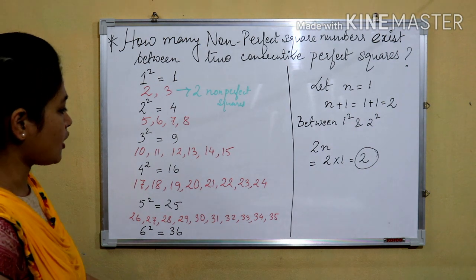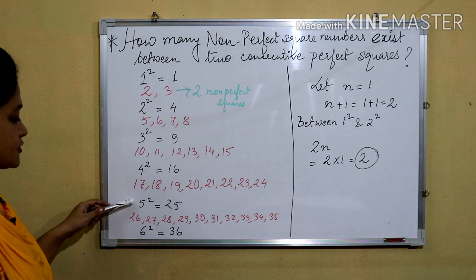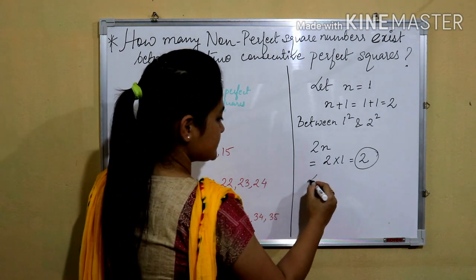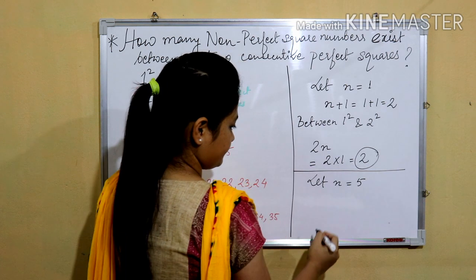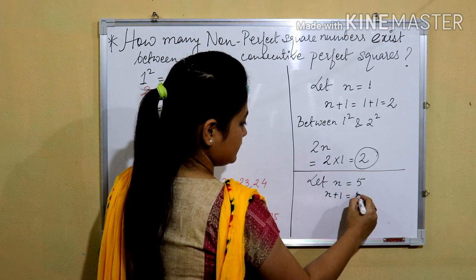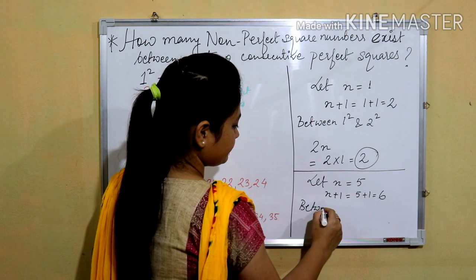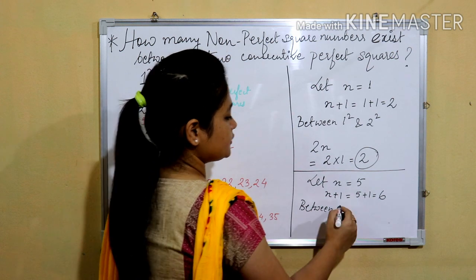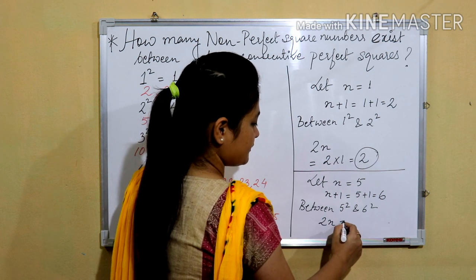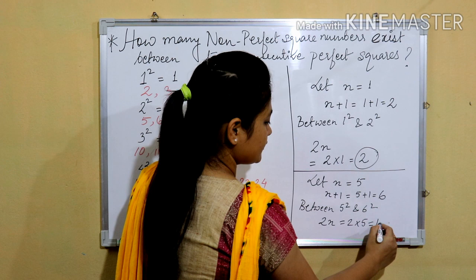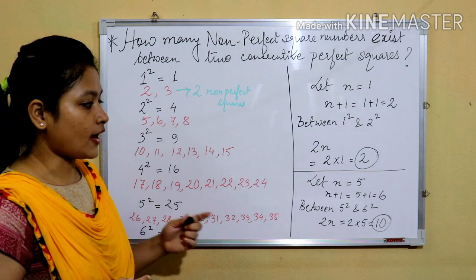Similarly, if I need to find out how many non-perfect square numbers exist between 5 square and 6 square, in this case your n will be equal to 5. So what will be our next number? n plus 1, 5 plus 1, which is equal to 6. So the non-perfect square numbers between 5 square and 6 square will be 2n, that means 2 into 5, which is equal to 10. That means 10 non-perfect square numbers lie between 5 square and 6 square.